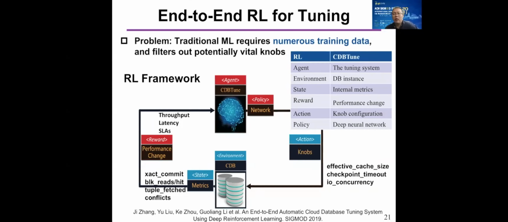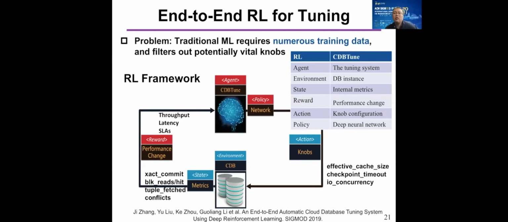So this is the pipeline. For example, which knob we want to tune: the cache size, the checkpoint timeout, IO concurrency. We have six important components here. The agent means the tuning system, the environment is the database instance, the state is some metrics, and the action is tuning the knobs. The policy is how to capture the agent. And the reward means that after we tune the knobs, how can we evaluate the tuning? So this is the reward.